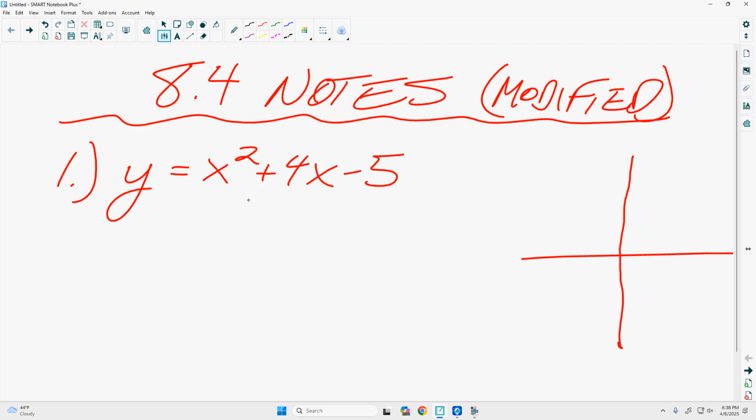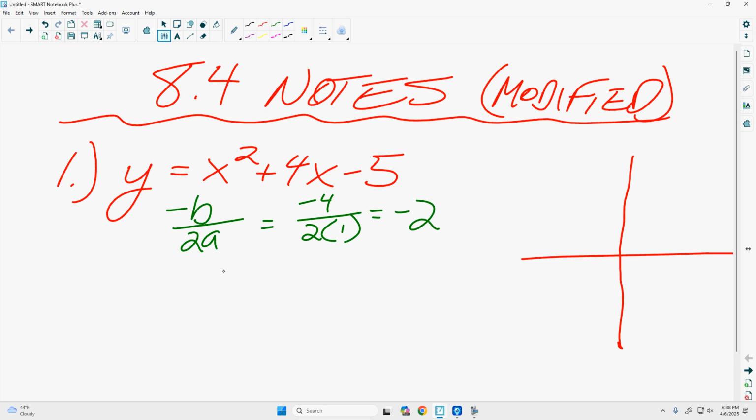Okay, so if you saw this and you're like, hey, I remember that, that's in standard form. And anytime there's standard form, you're supposed to do negative b over 2a first to find the axis of symmetry. So that would be negative 4 over 2 times 1. So that would be negative 4 divided by 2, which is negative 2.